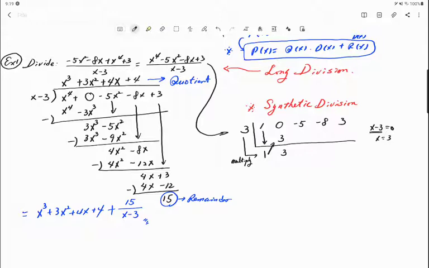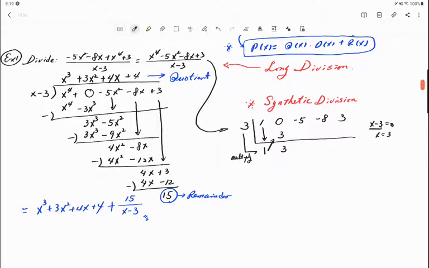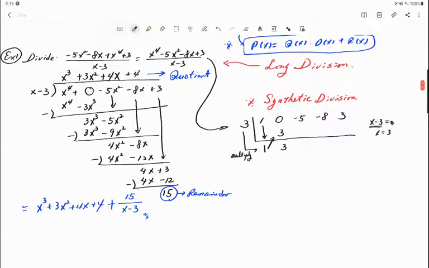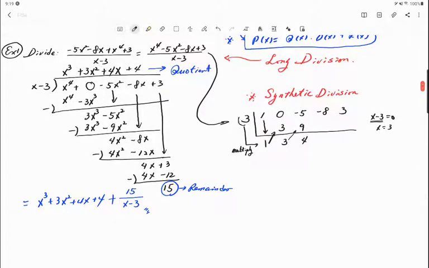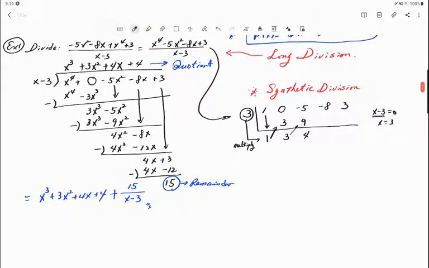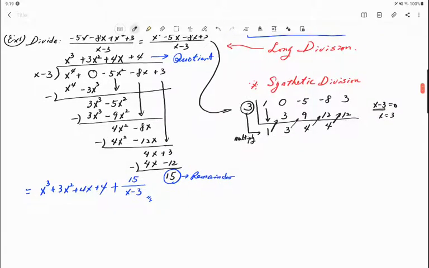And then do the same thing. Multiply 3 and 3, and that goes on the next line, 9. And then add these two numbers, 4 and 4... wait, then add to get 12. Do the same thing. Always multiply by this number 3. So 3 times 4 is 12. That goes to the next line. And then add it. Do the same thing.